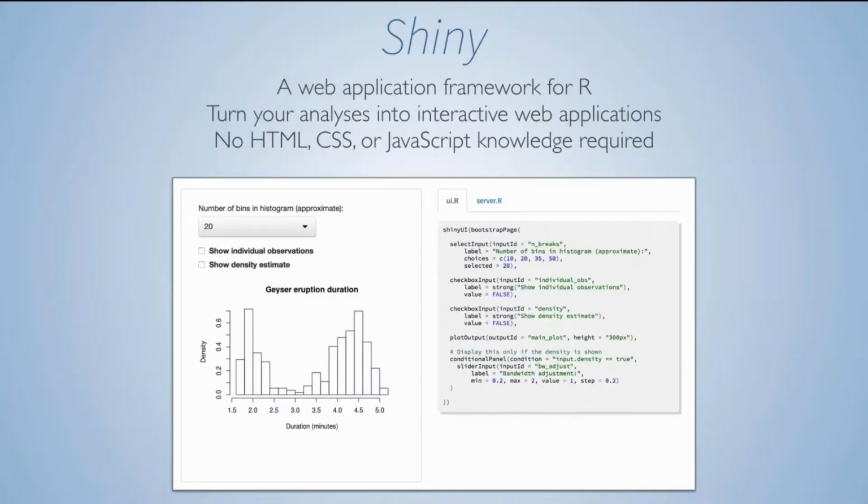What is Shiny? Shiny is a web application framework for R. You can turn your analyses into interactive web applications, and you don't need to know HTML, CSS, or JavaScript in order to build these.